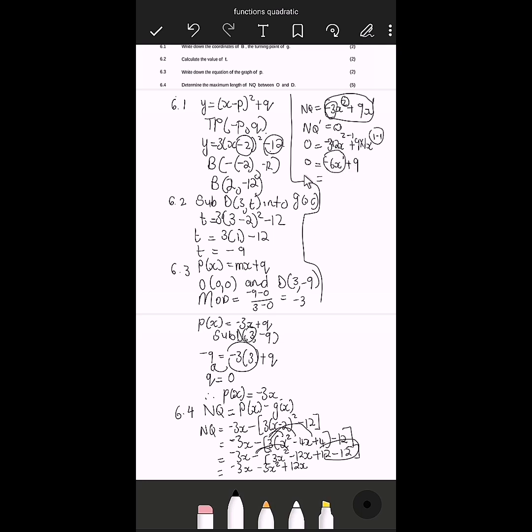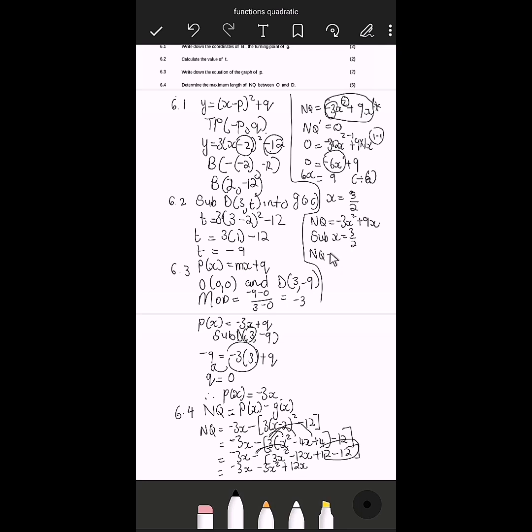Going to bring our variables to one side. So it's going to be positive 6x equals to 9. Then we divide both sides by 6, right? That means we're going to have x equals to 3 over 2. Remember they said determine the maximum length of NQ. That means that they want the value, right? So the original NQ is negative 3x squared plus 9x, right? Which we find here. Then we're going to substitute x equals to 3 over 2.